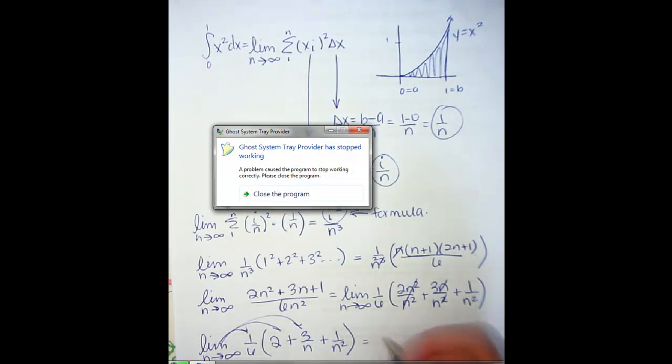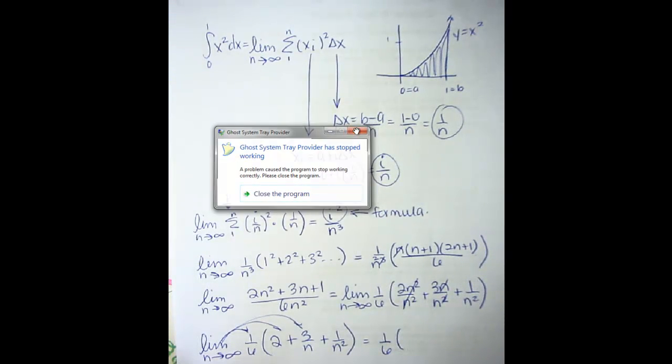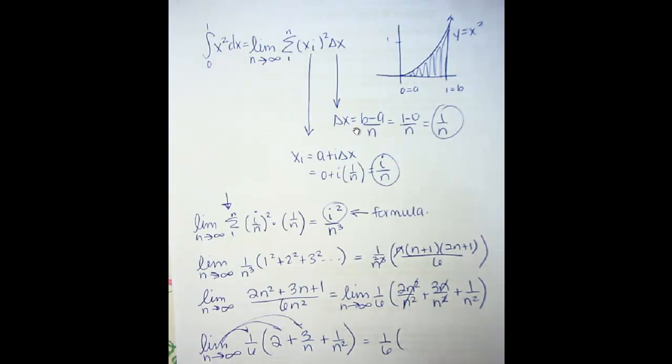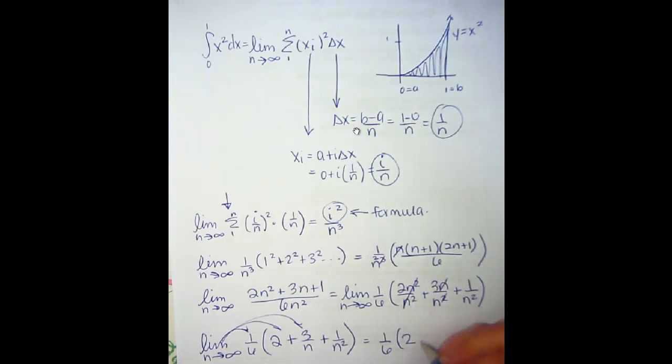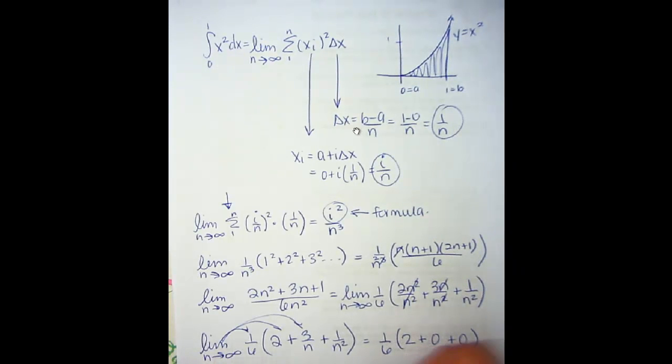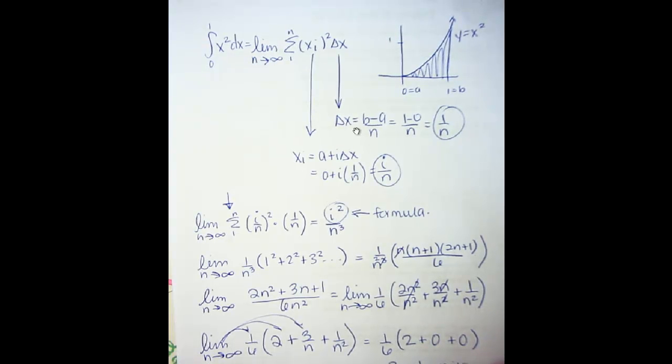So the limit of 1/6 is just 1/6. The limit of 2 is just 2. Okay, there's nothing to plug in there. But as we plug in infinity for 3 over n, it becomes 3 over a huge number, which if you plug it in your calculator, it's going to be super close to 0, and we're taking a limit, so it's going to head to 0. So the limit of 3 over n is really just 0. And then the limit of 1 over n squared is also 0. So your area under the curve is 2 over 6, or 1/3 units squared.